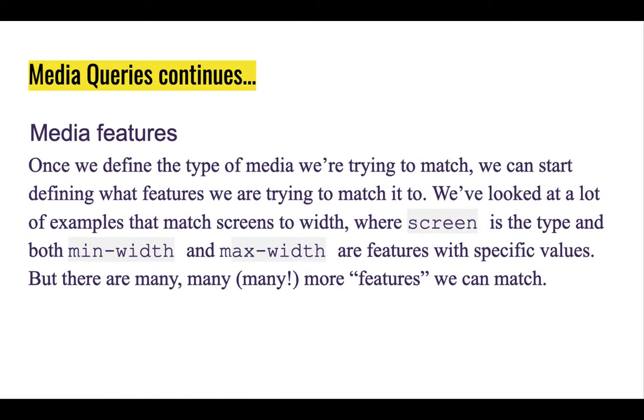Let's take a look at media features. Once we define the type of media we are trying to match, we can start defining what features we are trying to match to. We've looked at a lot of examples that match screens to width, where screen is the type, and both minimum width and maximum width are features with specific values. But there are many more features we can match.